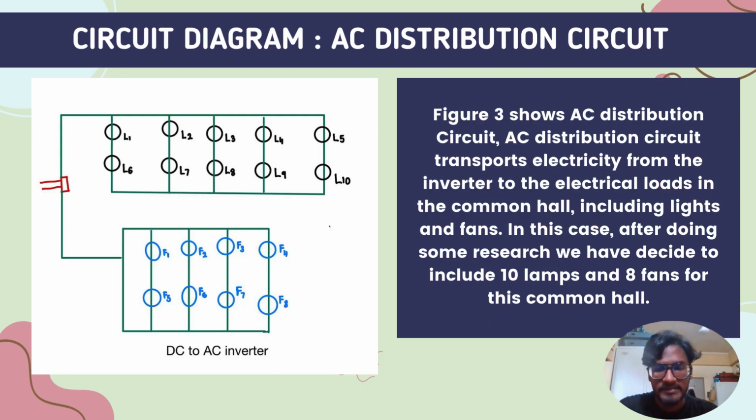Now I'm going to explain the AC distribution circuit. This is figure 3, which shows the AC distribution circuit. This transports electricity from the inverter to the electrical loads in the common hall. The inverter is the red color component drawn in the diagram. This inverter will transport the electricity to the electrical loads in the common hall, including lights and fans. After doing some research, we have decided to include 10 lamps and 8 fans for the common hall.